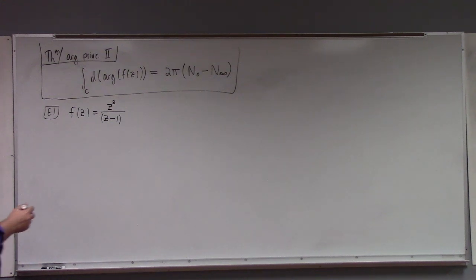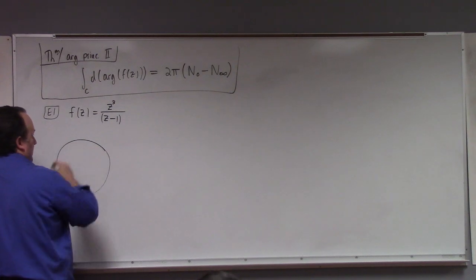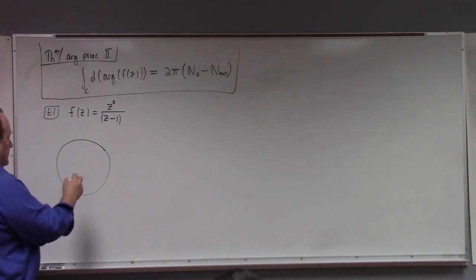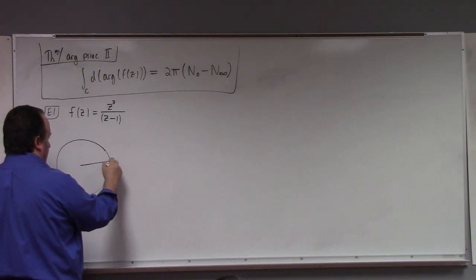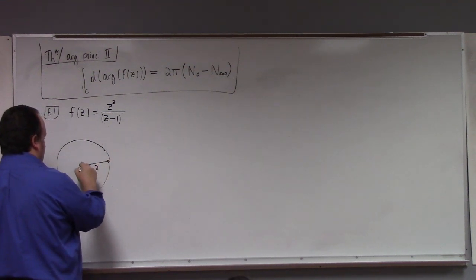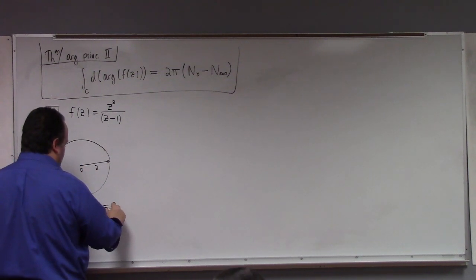So if we look at, for example, suppose this is 2 and this is 0, right? So we've got modulus of z equals 2.